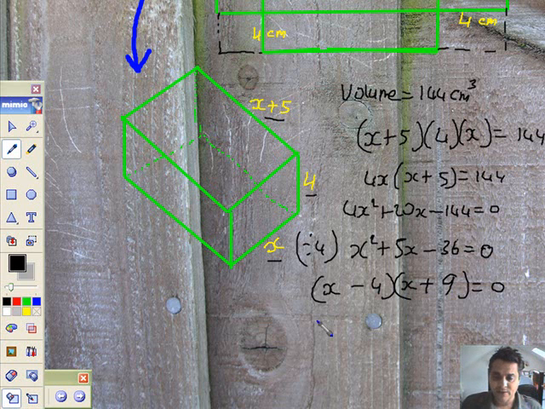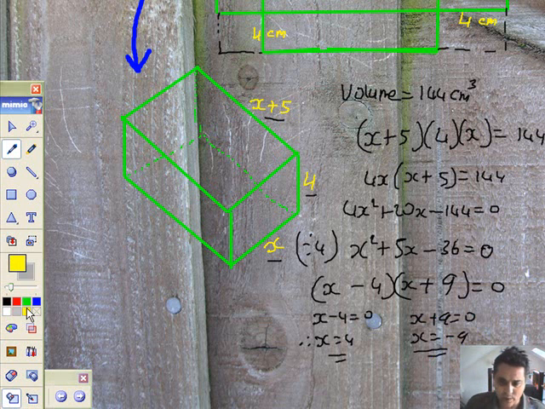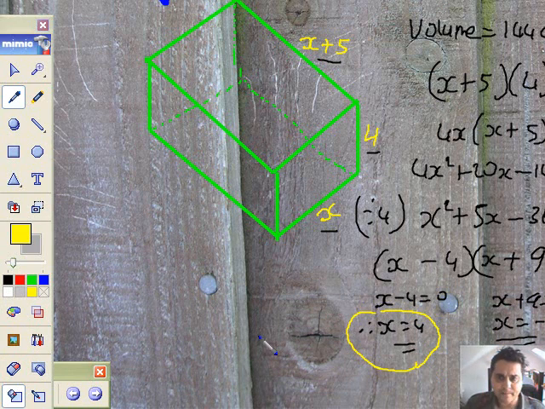Now we can solve it straight away. x minus 4 equals 0, and therefore x equals 4. The other solution of course is x plus 9 equals 0, so x equals minus 9, which we'll ignore because we don't want any negative lengths. So let's just highlight this one as the solution that's sensible to our lives. And now I've got x is 4.